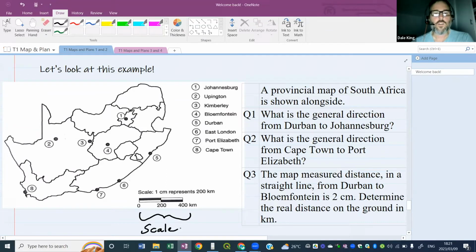Who can tell me if they can remember what type of scale is represented here? Anyone tell me what type of scale this is? We learned about this on Tuesday.